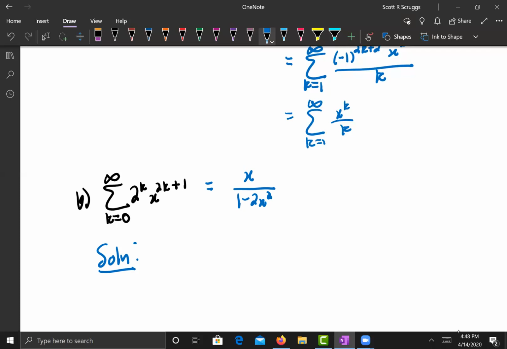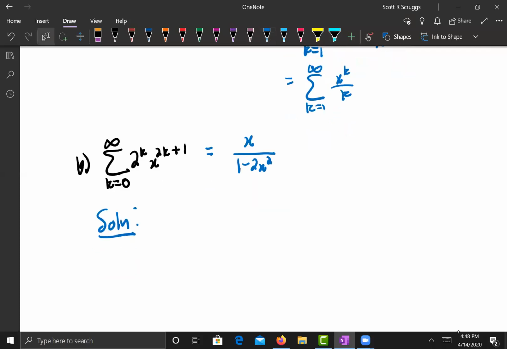So just like before, I'm going to try to marry this guy with a Maclaurin series that I recognized before. And my dead giveaway is I have x raised to something with the k inside there.